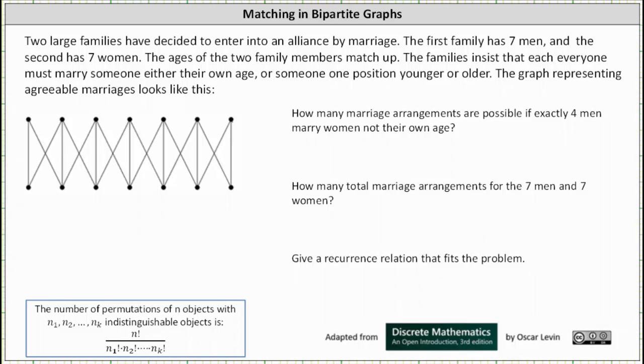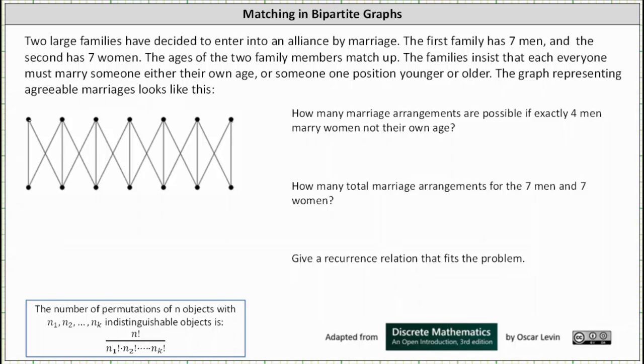a matching. The first question is, how many marriage arrangements are possible if exactly 4 men marry women not their own age? Let's think of this in terms of x's and i's, where if we make an x on the graph, we have 2 men marrying women not their own age, and if we have an I, we have a man and woman marrying that are the same age. So because we want the number of arrangements that are possible if exactly 4 men marry women not their own age, we would have 2 x's and 3 i's.